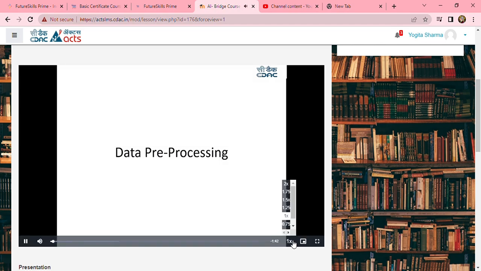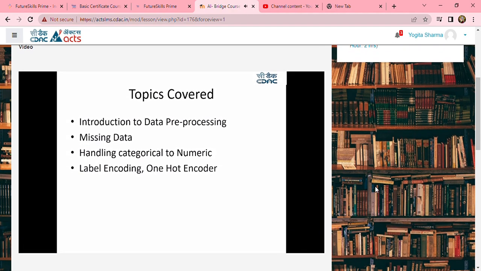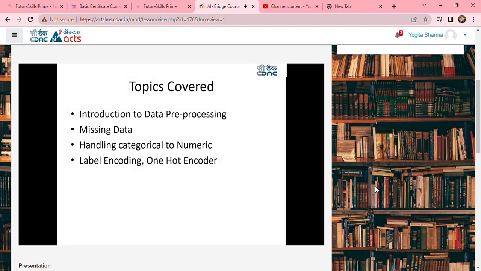Let us welcome to the session on data preprocessing. Data preprocessing is one of the mechanisms to handle and clean the data and make the data into a structured format. In this session, we are going to cover the introduction to data preprocessing, how to handle the missing data, what are the mechanisms to handle the missing data, how to handle the categorical data, and the label encoding and one-hot encoding, followed with the practice of standardization of the variables.